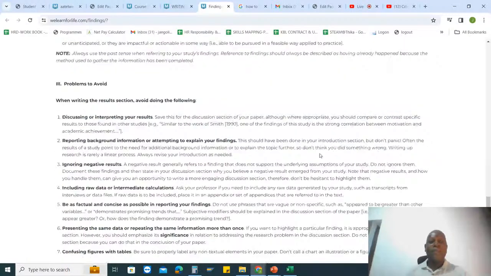Then I have also given the problems to avoid when you are writing these sections. In these sections, you should avoid discussing and interpreting your results. You should avoid reporting background information and attempting to explain your findings, so don't strive to do that. Sometimes we also ignore negative results, or include raw data and intermediate calculations, and such.